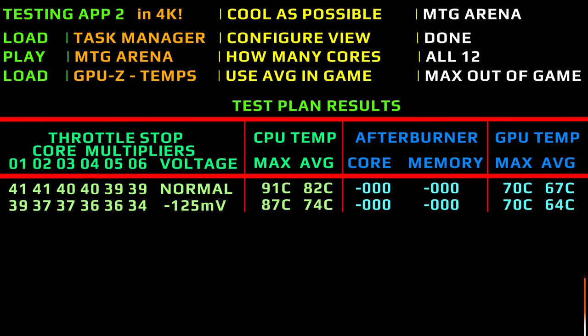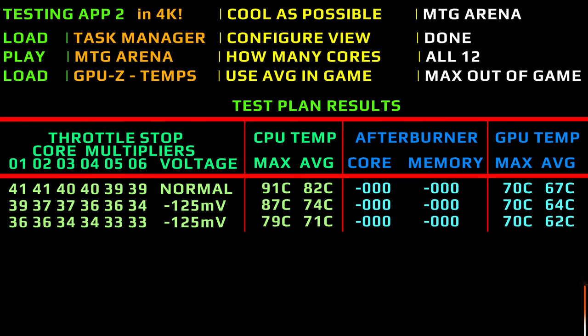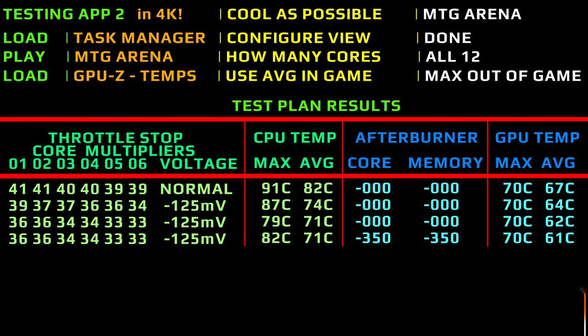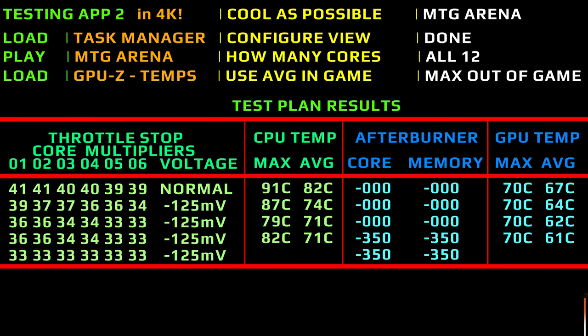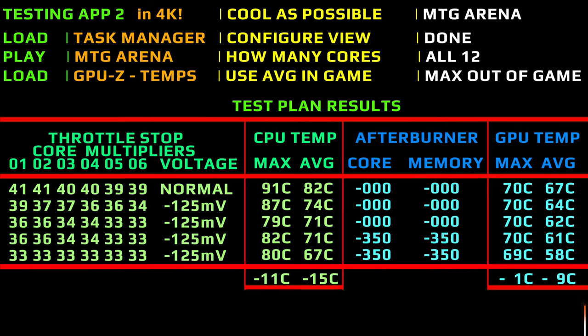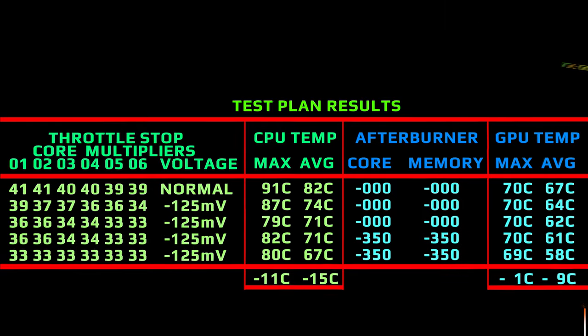It didn't really make much difference on the CPU temperatures. The CPU is still heating up the graphics card. So I lowered the cores right down, and I got about minus 11 degrees on the maximum temperature of the CPU and minus 15 on the average. So that's really good. The graphics card, which seems to throttle at 70 degrees C, didn't go as high as 70 degrees, and the actual average was right down to 58, so I saved 9 degrees.